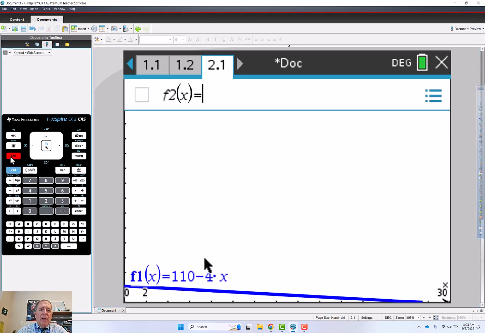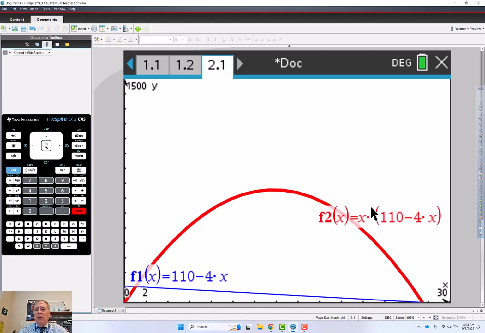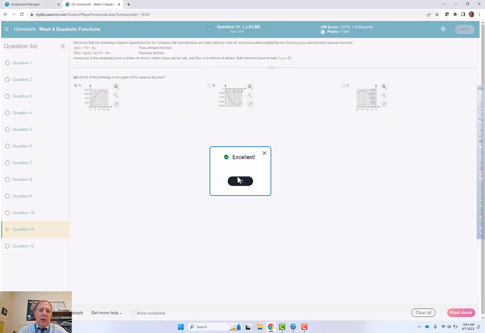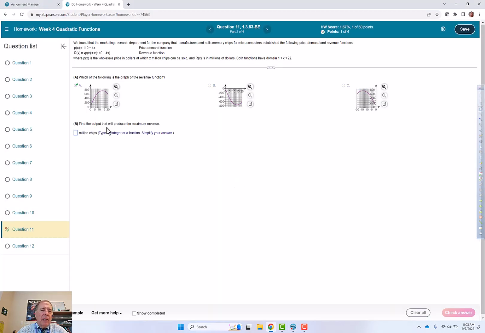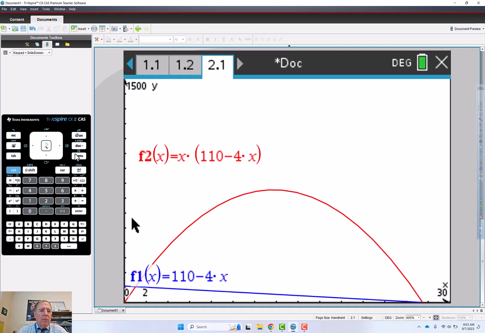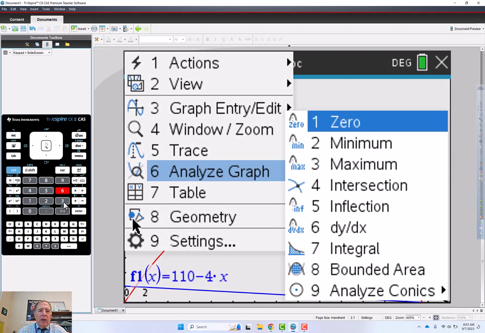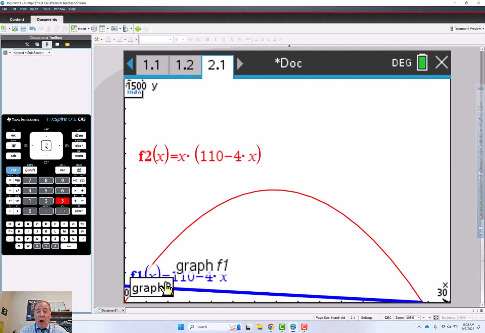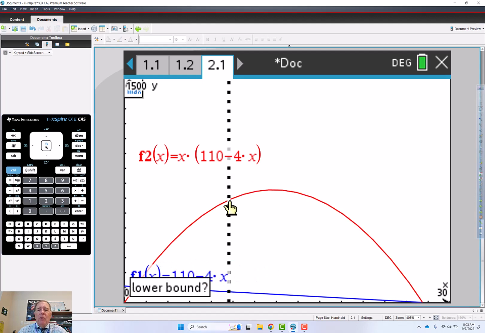Now I'm going to put in the revenue function, so that's x times parenthesis 110 minus 4x, enter, and I get a nice downward facing parabola. Maybe a little bit too much y space, but the thing that the book is asking next is find the output that will produce the maximum revenue. So we go here, menu, analyze graph. I want a maximum. I've got 2 graphs showing, so the calculator's saying graph. I just touch and click on the one that I want.